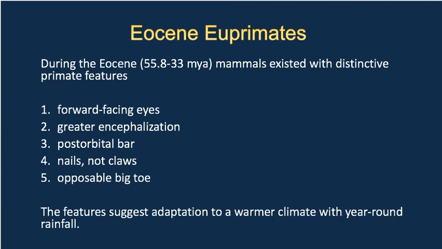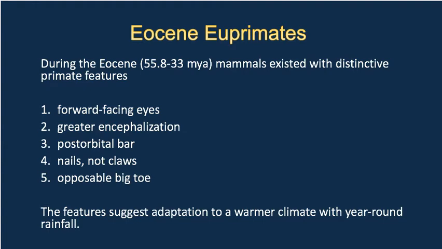So we have an anatomical structure that is evolving as a means of protecting the eye. As we are transitioning to a group of animals that is more reliant on the sense of vision, it makes sense to have this anatomical structure in place that can protect the eyeball. We see the appearance of nails instead of claws. We talked earlier in the semester about how nails are a characteristic shared by almost all primates. If you look at a monkey's hand, for example, it looks very similar to your own. And finally, we have opposable big toes and, of course, opposable thumbs as well.